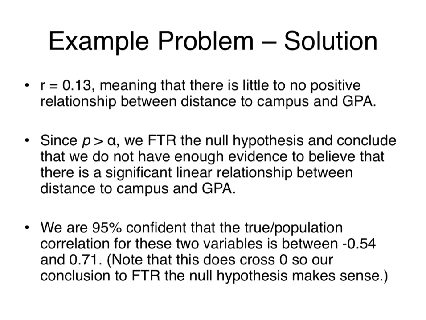And we can also say that we are 95% confident that the true population correlation for these two variables is between negative 0.54 and positive 0.71. And so note that this does cross 0, so our conclusion to fail to reject the null hypothesis makes sense here.